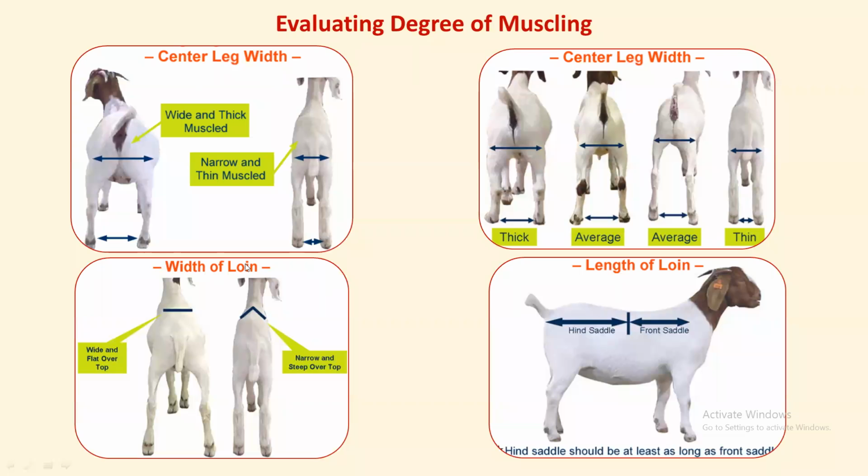Then the width of the loin area: compare the wide and flat over top. If you see the top of the animal, it should be flat. Another animal has a narrow, slip over top, making an angle, which is not at all recommended for selection. And the length of the loin: the hind section and the front section should be of equal length. These three things, center leg width, width of the loin and length of the loin, are very, very important for selecting the animal for meat.